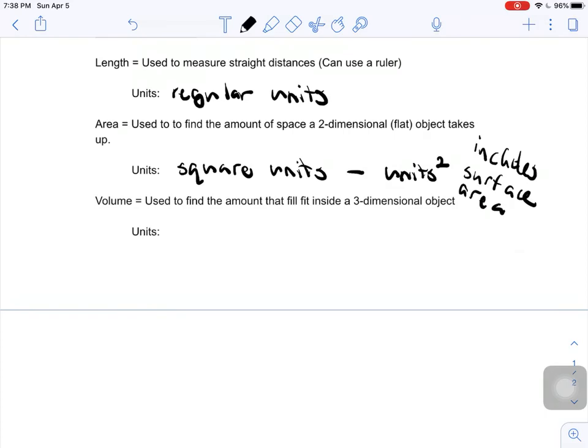Now the last one is volume units. Volume is what it takes to fill up a 3-dimensional object. So volume units would be cubic units, or if you wanted to write it the short way, whatever your units are with a cube symbol. So if you're measuring volume in yards, you could say cubic yards, or you could abbreviate and say yards cubed. Those both mean the same thing. It's just preference whether you want to write it out or abbreviate it.